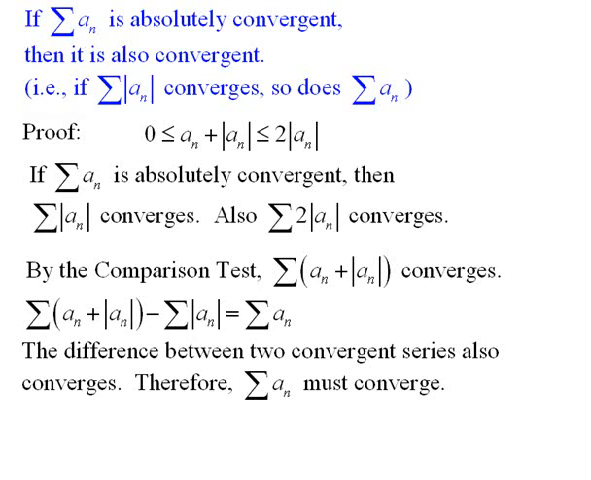Subtracting two convergent series results in the sum of a sub n. The difference between these two series must converge. Therefore, the series a sub n must also converge.